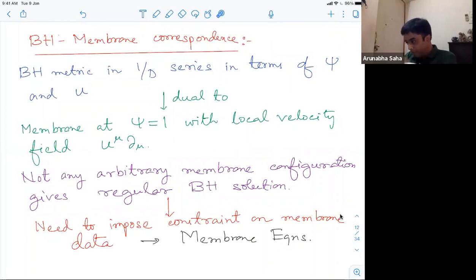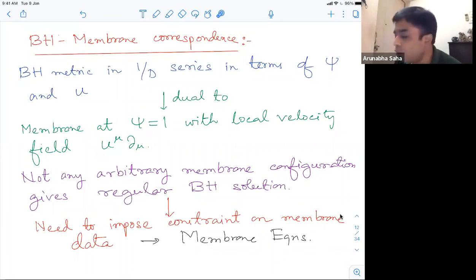The basic point, as Sandeep already guessed, is that the black hole metric is a 1/D series in terms of the psi and u functions. Given a psi and u, we can solve for the metric correction order by order in 1/D. This can be thought of as being dual to a membrane which moves in flat space-time, where the membrane is situated at psi equal to 1. The shape of the membrane is given by this, and the membrane has a local velocity degree of freedom given by u.